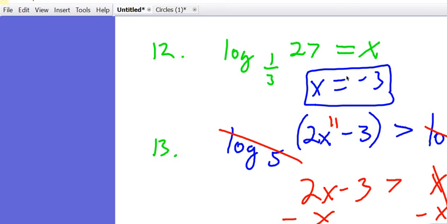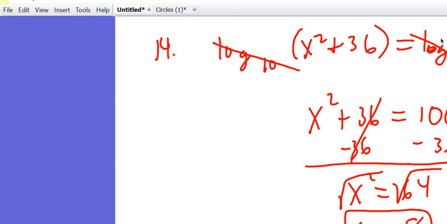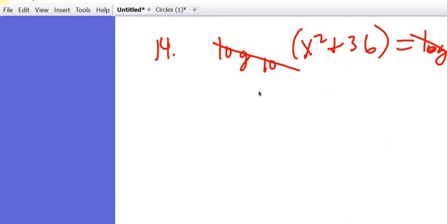All right, next problem. I've actually accidentally done it for you. Let me get rid of that. Okay, but you're doing the same thing here, guys. You're going to cancel the log base 10s, and then solve the equation x squared plus 36 equals 100. So go ahead and do that. All right, so we're going to set x squared plus 36 equal to 100.